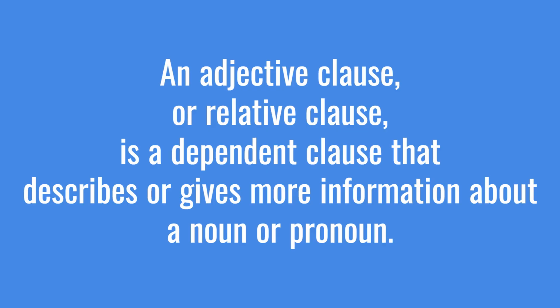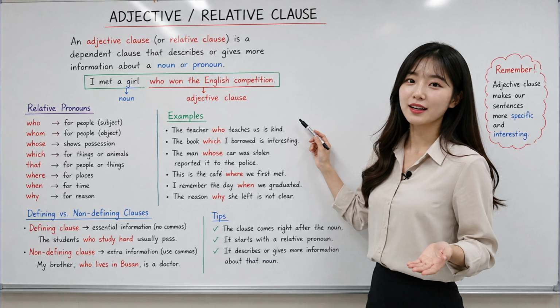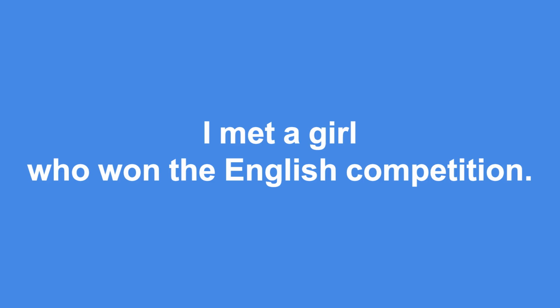An adjective clause, or relative clause, is a dependent clause that describes or gives more information about a noun or pronoun. Just like an adjective describes a noun, an adjective clause also describes a noun, but it does so using a complete clause containing a subject and a verb. Look at this example. I met a girl who won the English competition. In this sentence, the noun is girl, and the words who won the English competition tell us more about that girl. The clause answers the question, which girl?